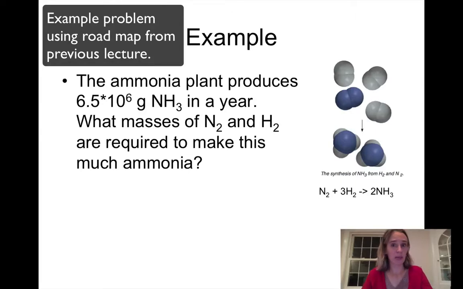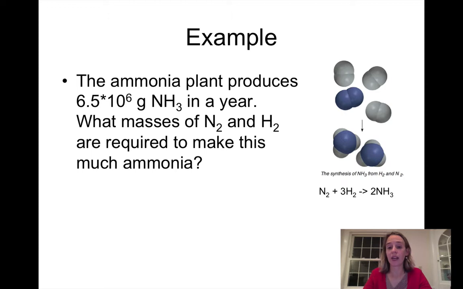I've got my ammonia plant, my chemical factory, and my plant produces 6.5 times 10 to the 6 grams of ammonia in a year. Question is, what masses of nitrogen and hydrogen did I start with to be able to make this much ammonia, or how much would I need to buy for next year if I want to make that much ammonia? Here's our reaction down here that shows us our mole ratios of 1 mole of nitrogen for every 3 moles of hydrogen to form 2 moles of ammonia.